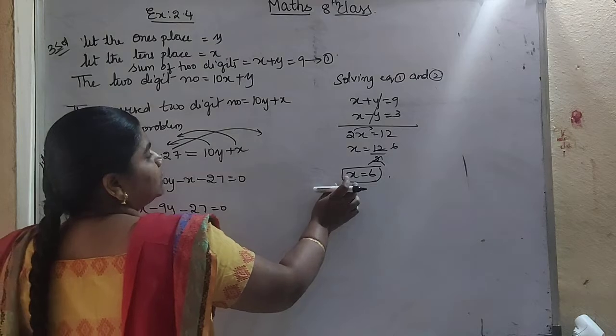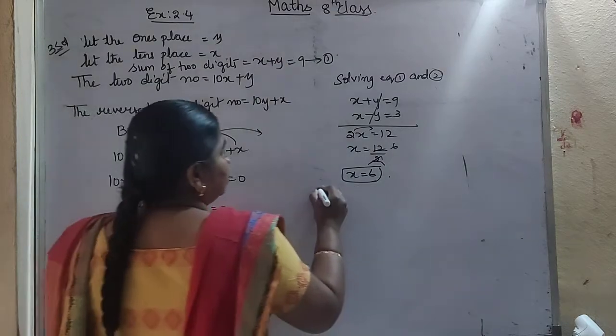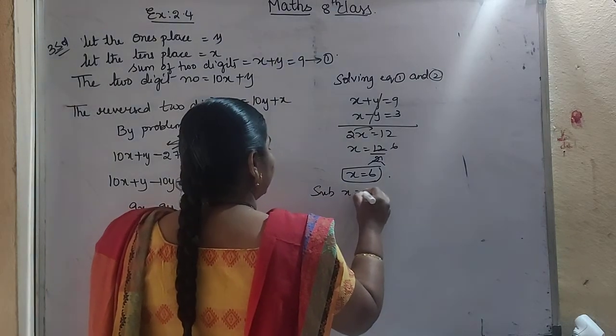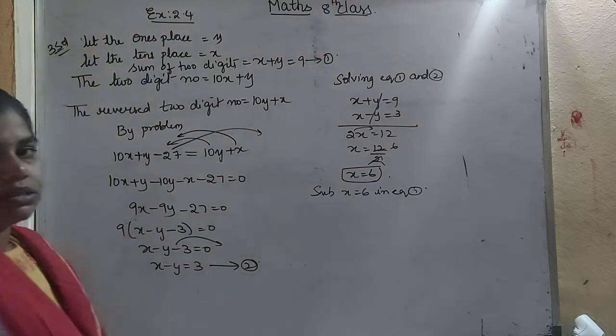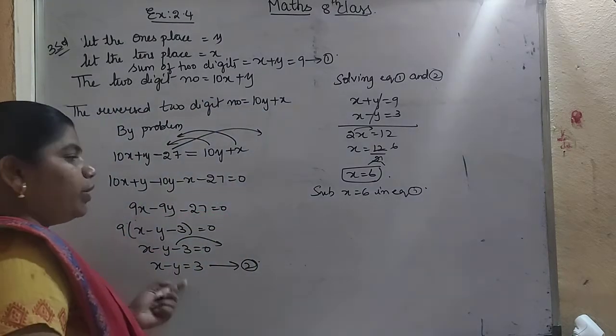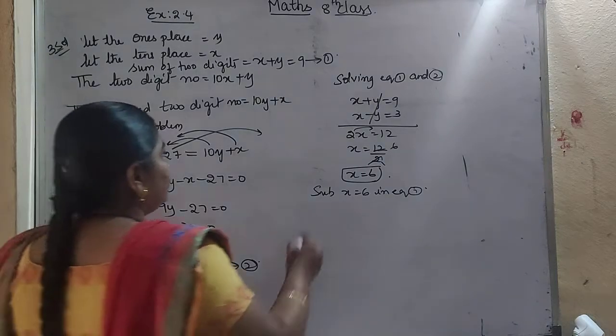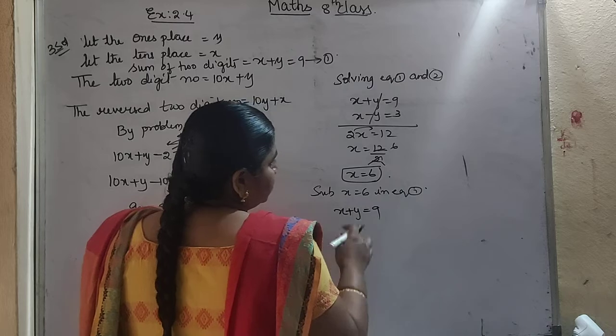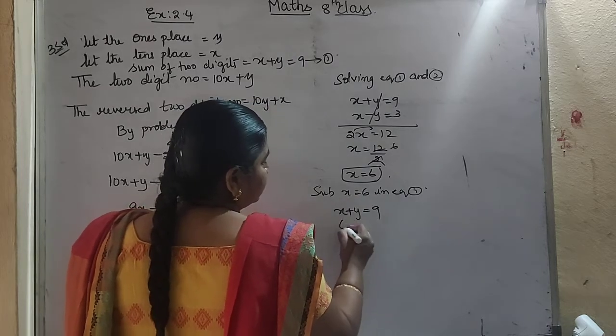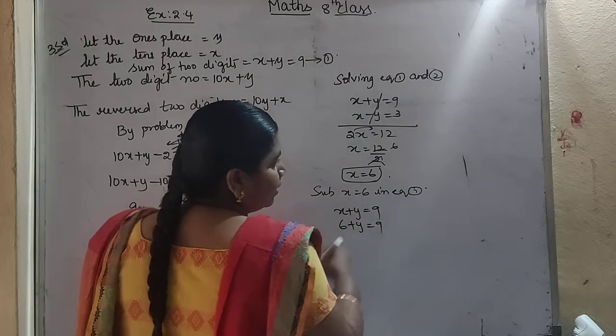So we can substitute this x in any one of the equations. So substitute x is equal to 6 in equation number 1. I'm substituting in equation number 1; you can do it in equation number 2 also. So what is equation 1? x plus y is equal to 9. What is the x value? 6. So 6 plus y is equal to 9.